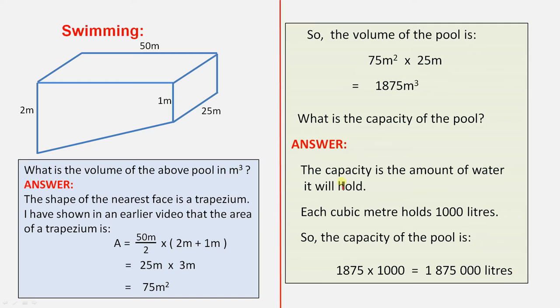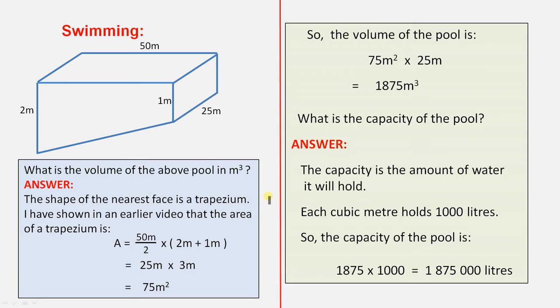Swimming. Now here is a diagram depicting a swimming pool, approximately the size of an Olympic swimming pool. They're normally about 50 metres long and about 25 metres wide. And most pools are around about 1 metre at the shallow end and around about 2 metres at the deep end. These are just approximate, but they're quite good approximations. And here's the problem. What is the volume of the above pool in cubic metres?